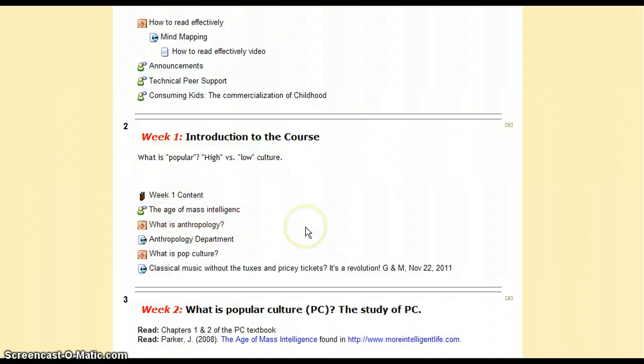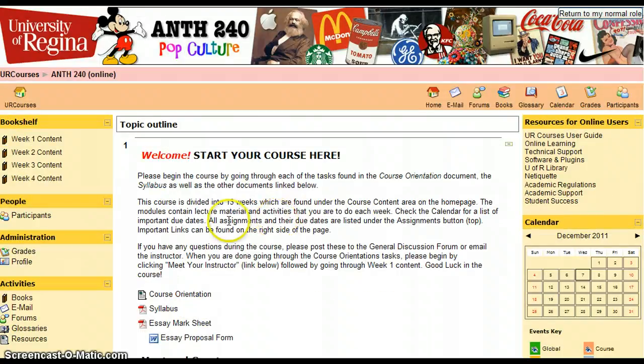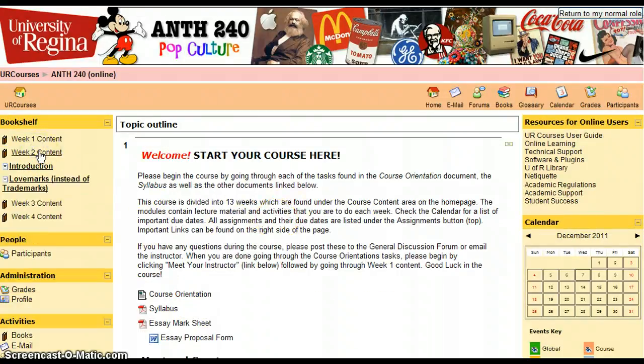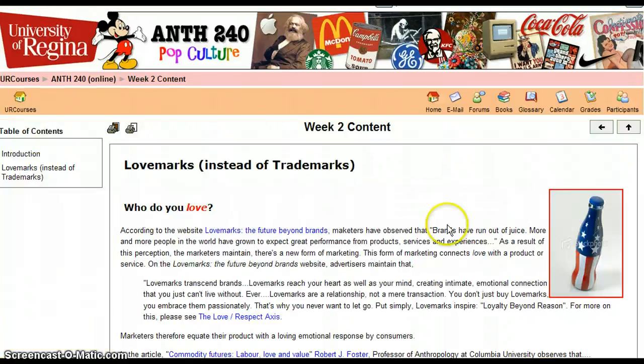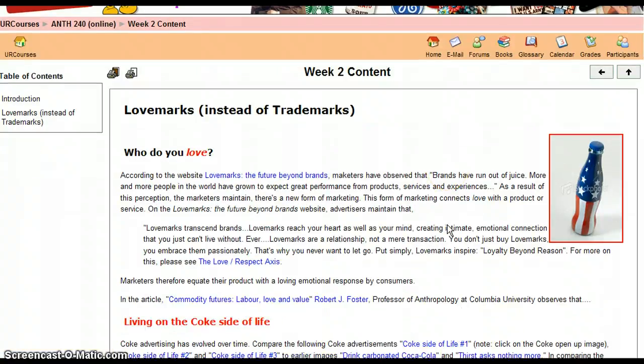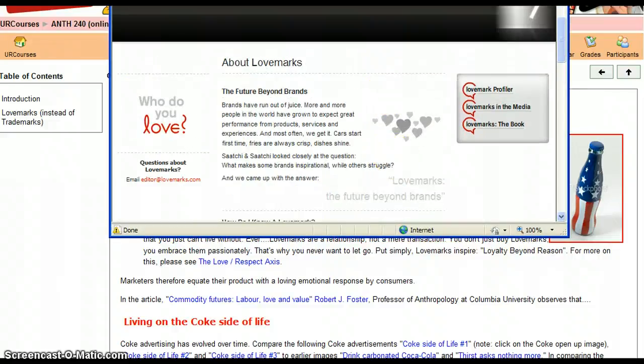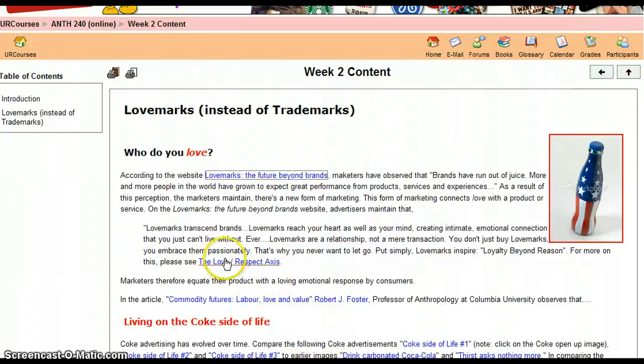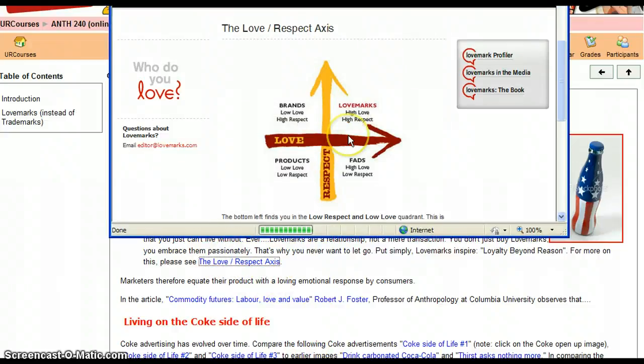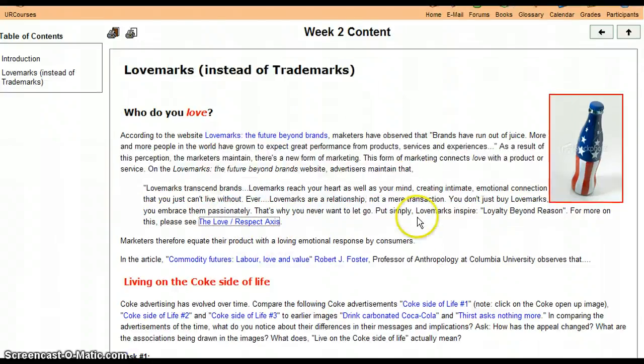My thoughts were on things like this PowerPoint. What we could do is in a book, for example, here's one I made for love marks. It basically takes the information from your PowerPoint and puts it here. According to the website Love Marks, and then there are links to Love Marks about what that is, and some other information from Love Marks, explaining it again.